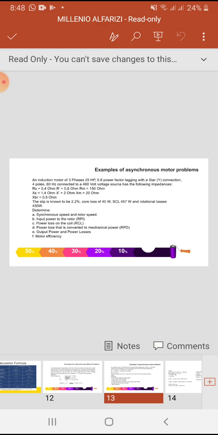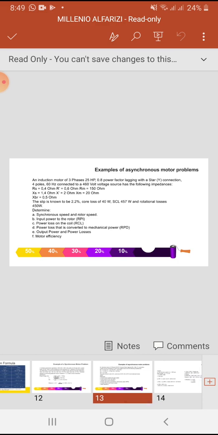This is an example of an asynchronous motor problem. An induction motor of 3-phase, 25 HP, 0.8 power factor lagging with a star connection, 4 poles, 60 Hz, connected to a 460 volt voltage source has the following impedance: RS is 0.4 ohm, R2 0.6 ohm, RM 150 ohm, XS 1.4 ohm, X2 2 ohm, XM 20 ohm, XBR 0.5 ohm.